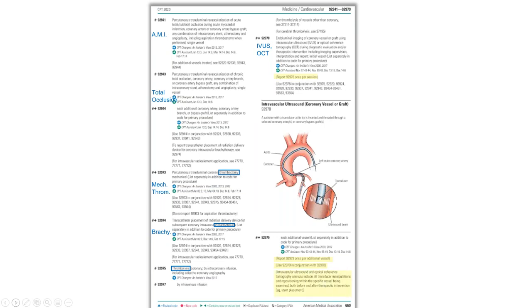And this one's important, intravascular ultrasound and optical coherence tomography services include all transducer manipulations and repositions within the specific vessel being examined both before and after the therapeutic intervention. By therapeutic intervention, they mean whatever they're doing, stent placement, whatever. Okay?